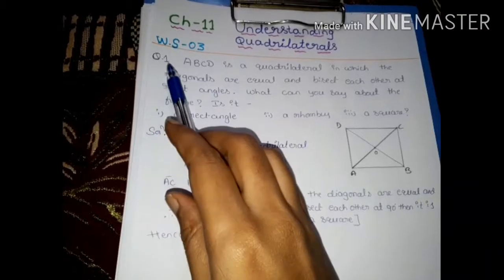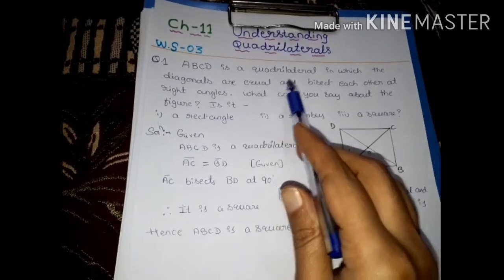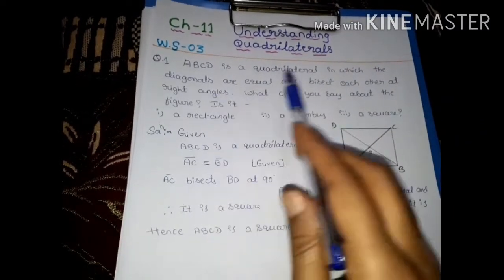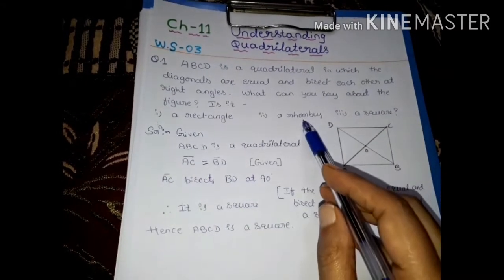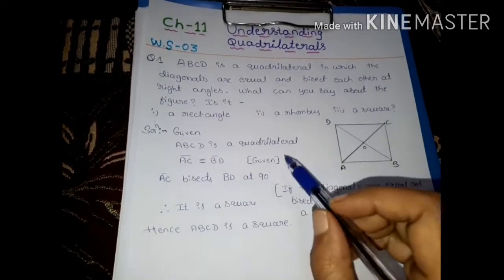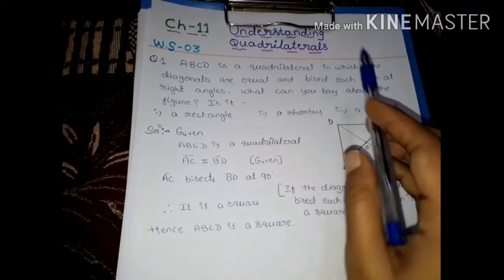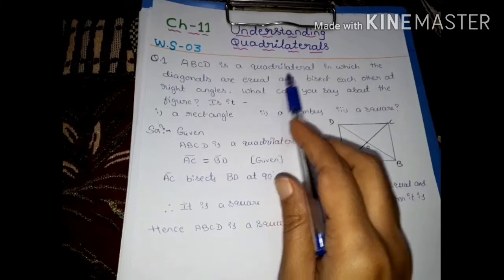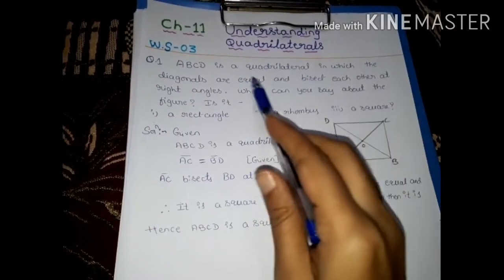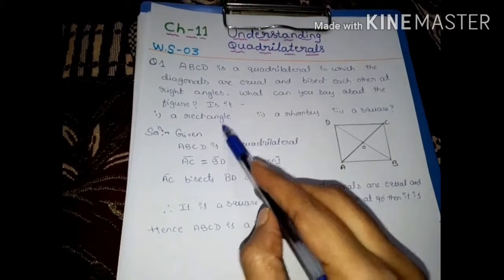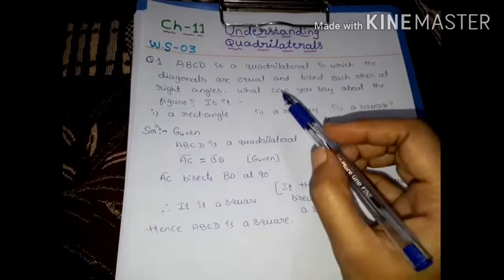Worksheet 3, first question. ABCD is a quadrilateral in which the diagonals are equal and bisect each other at right angles. What can you say about the figure? Is it a rectangle, a rhombus, or a square? Here the given condition is that the diagonals are equal and also bisect each other at right angles. They are asking what type of quadrilateral it is: a rectangle, a rhombus or a square. According to the condition the given figure is a square.